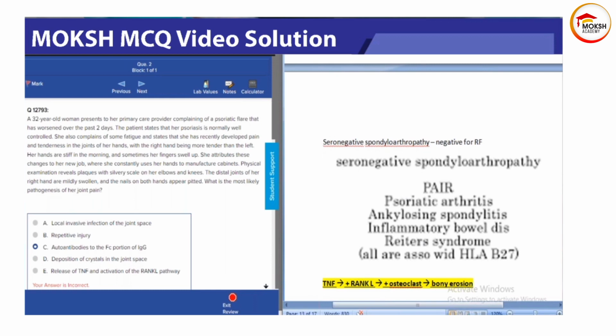Is psoriasis always associated with arthritis? No, only 10% of cases of psoriasis are associated with this kind of arthritis. So the majority of psoriasis will not be associated with arthritis.